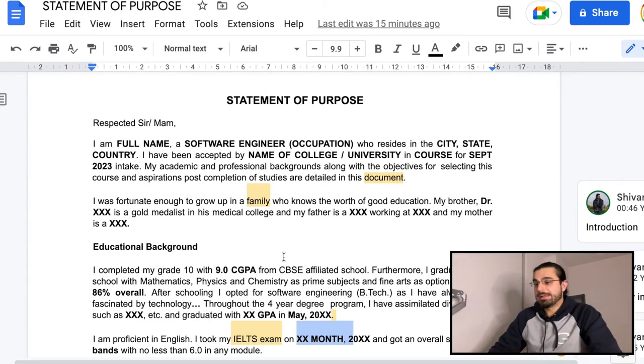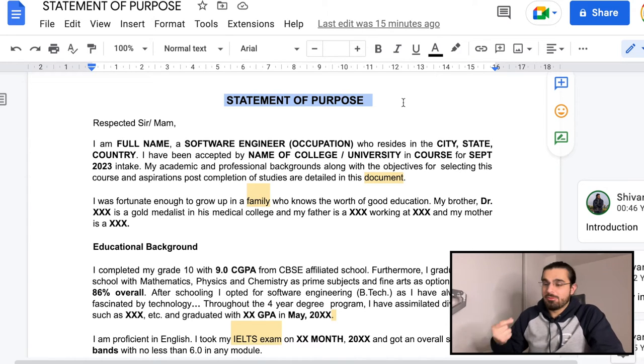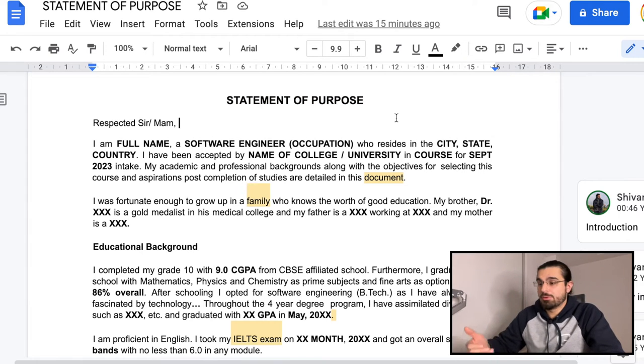All right, so now let's quickly dive into the content of the SOP. First of all, we start the SOP by stating that this is the statement of purpose or the SOP. This is just the header of the document. I think you should put it in so that it is very clear to whoever is reading it what this document is all about. The next thing is the salutation.